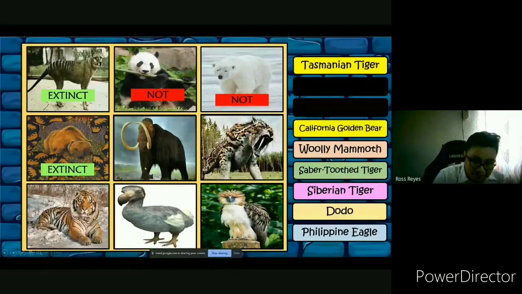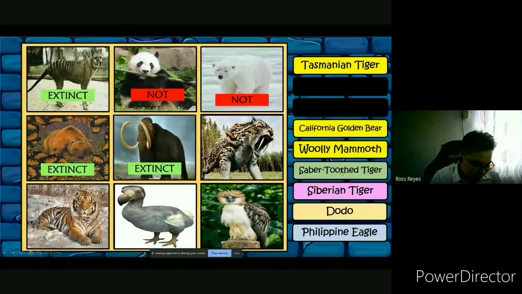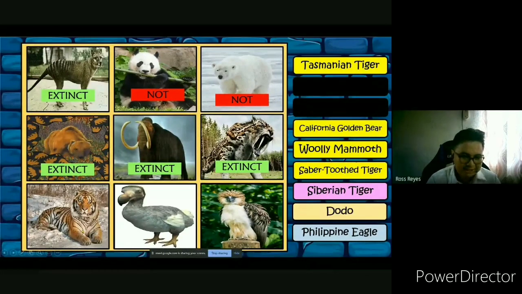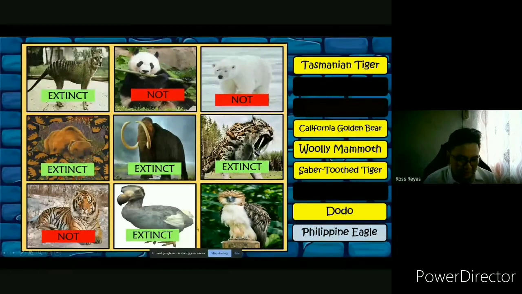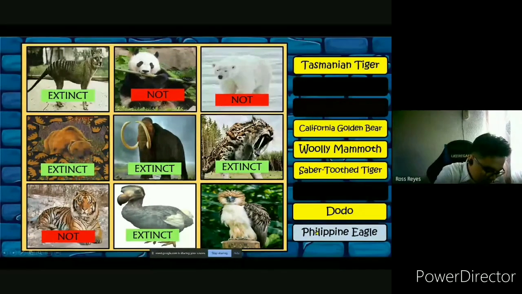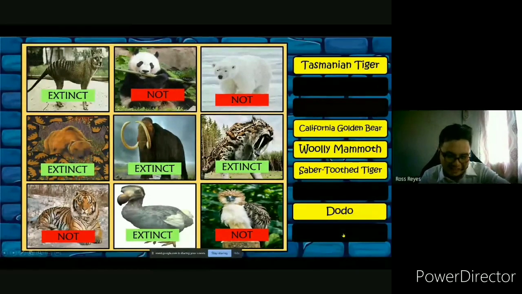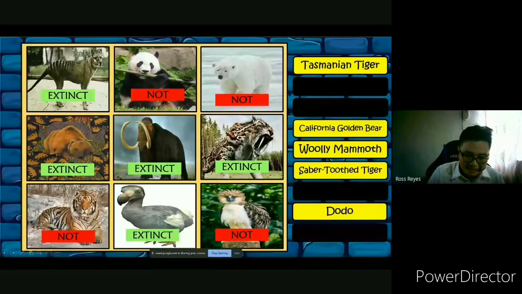How about the fifth animal? The sixth animal, the leon. How about the sixth animal? The seventh animal, not yet extinct. Okay, very good. This is not yet extinct. This one is already extinct. Well, the last one, Philippine eagle, very good. There are 5 extinct animals in this gallery.